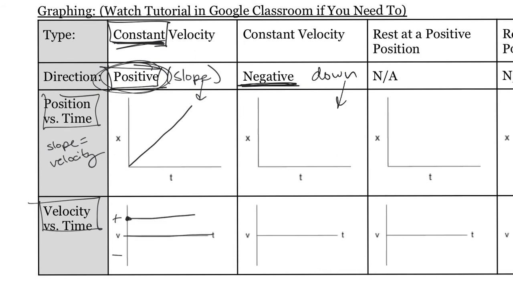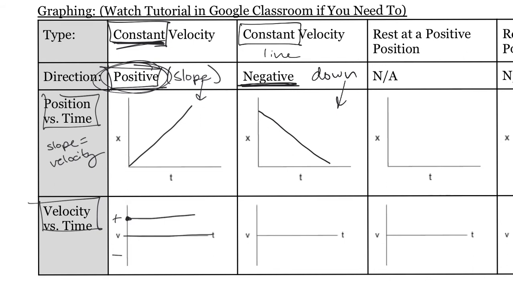We're going to need a negative slope in general, so that's going to be going down. And then constant means we're going to have a line because our slope is not changing. It's staying the same the whole time. So constant velocity in the negative direction just looks like this. It's a straight line going down.